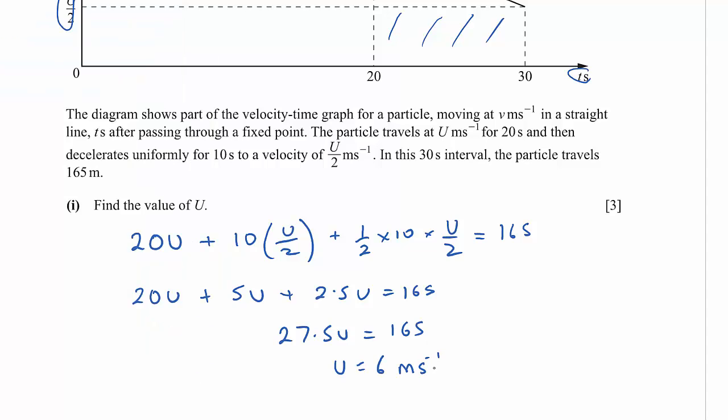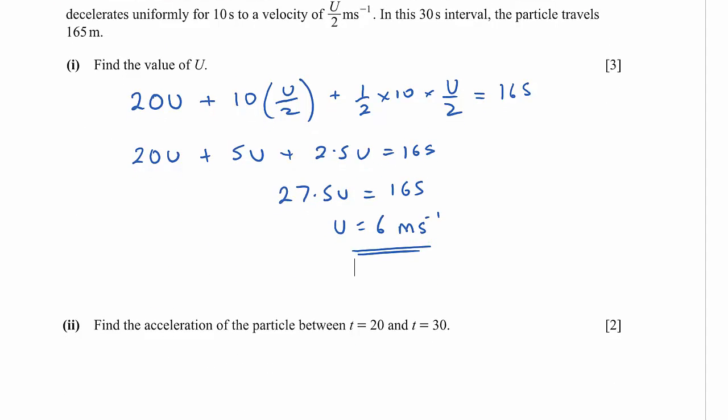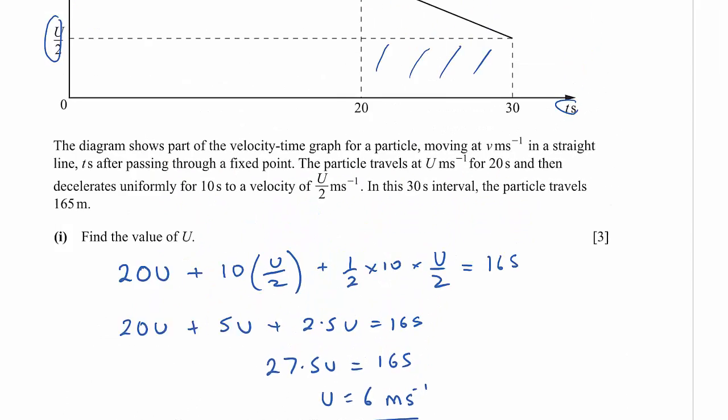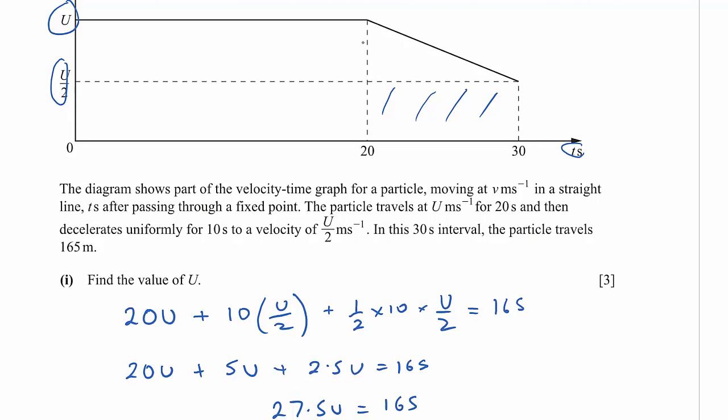So 165 divided by 27.5 gives me 6. So u is 6 meters per second.